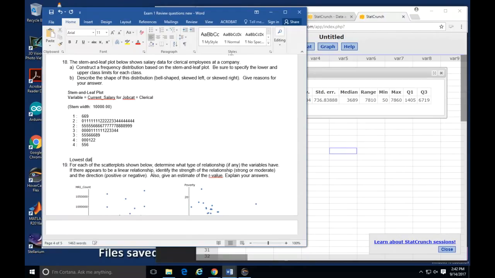So our lowest data value would be 16,000. And our highest data value down here, again, this 4 would signify 40,000, and then these digits would be in the thousands, so that our highest data value would be 46,000.